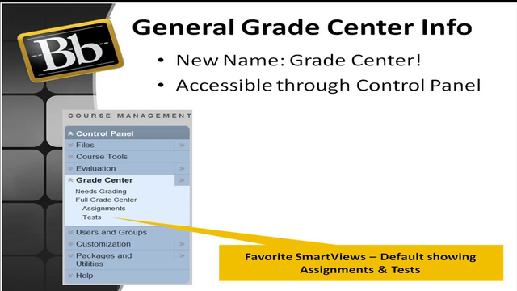Assignments and tests are what we call favorite smart views. These are default smart views for Blackboard, but you could create your own, for discussions or for some labs you've created yourself. These smart views would only show those items in the Grade Center, not everything else. Yeah, they're fabulous. I like to think of them as permanent filters because they're a great opportunity for us to see only the columns or only the data that we're interested in seeing.